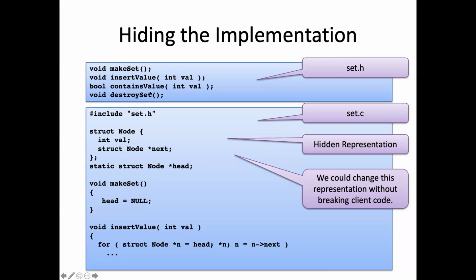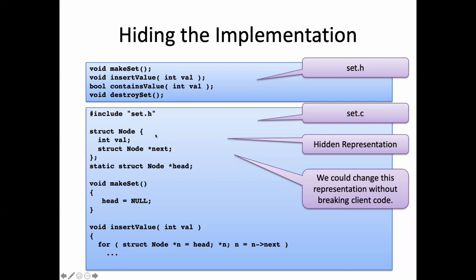You can insert a value. If you give me the value, you can ask if a value is contained there. You can tell me when you're done with the set, but you don't see anything about how the set is implemented. I hid all of that in the implementation file. And if you look down at the .c file, as we've said before, it includes its own header as the first line of code. That's a good practice. Internally, it's going to implement the set as a linked list.